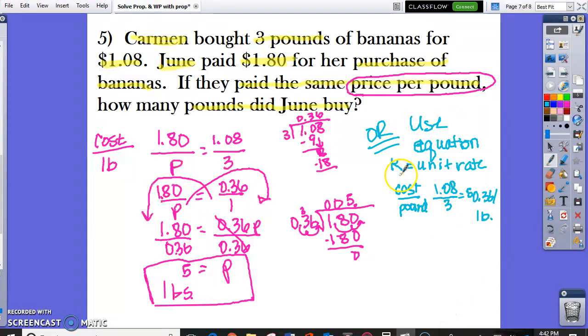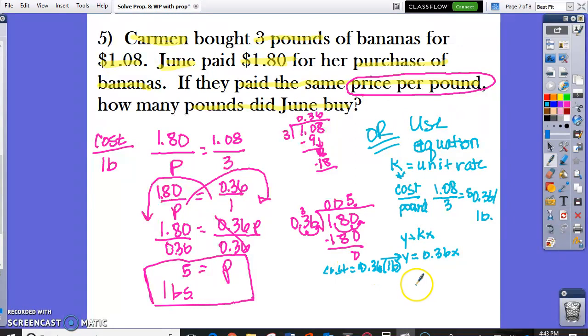Now that we have our constant, we can write our equation. Remember, the equation is written in the form of y equals kx. So, y will equal 36 cents times x, which is the cost. Cost equals 0.36 times the pounds. That's what this equation is telling me. Cost equals 36 cents times the pounds.